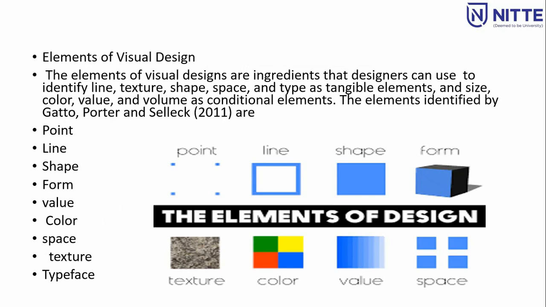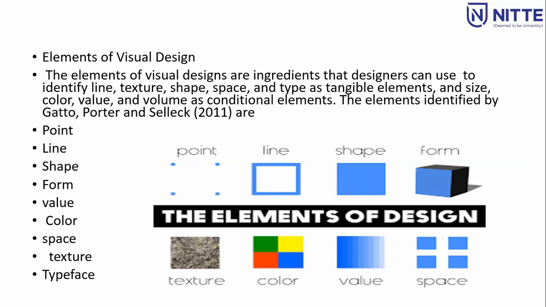Now let's see the different elements of a design or a visual design. The elements of visual design are ingredients designers use to identify line, texture, shapes, space, type as tangible elements, and size, color, value, and volume as conditional elements.